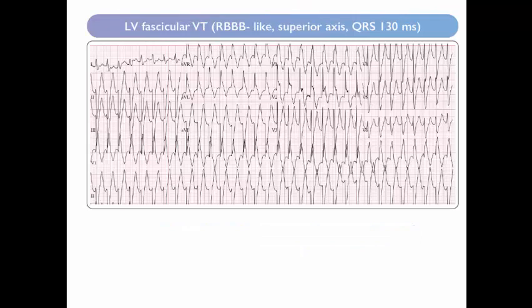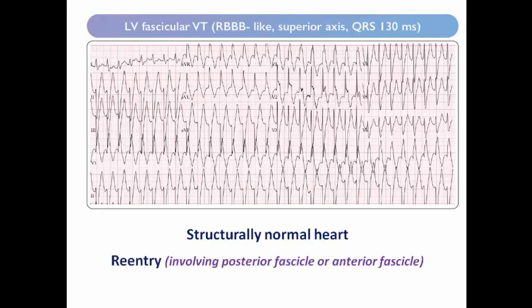But in this ECG, we are seeing monomorphic VT as well, but it is showing right bundle branch block morphology with superior axis as evidenced by the positive QRS complex in aVR, and QRS duration relatively narrower. This suggests fascicular VT, which occurs in a structurally normal heart at young age. Re-entry is the mechanism, involving the posterior fascicle, or less commonly the anterior fascicle, and it is sensitive to non-DHP calcium channel blockers, especially verapamil.